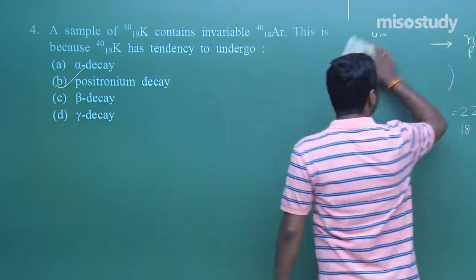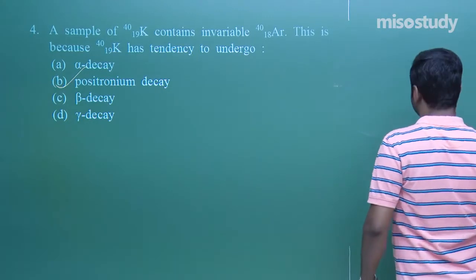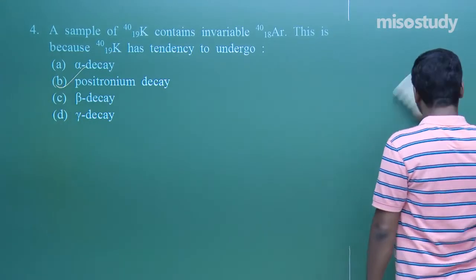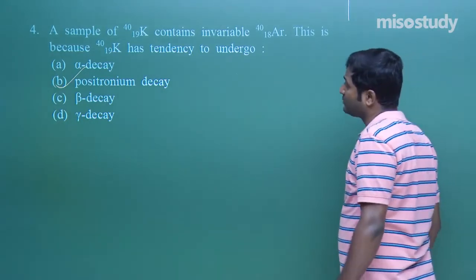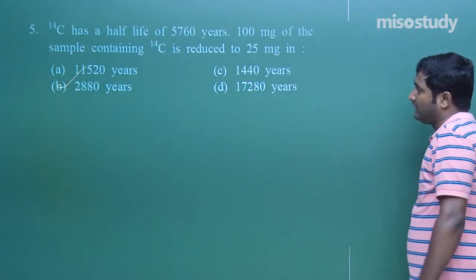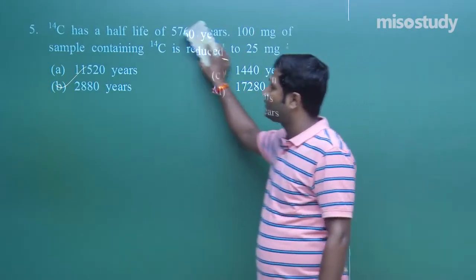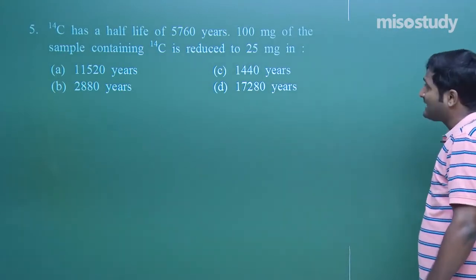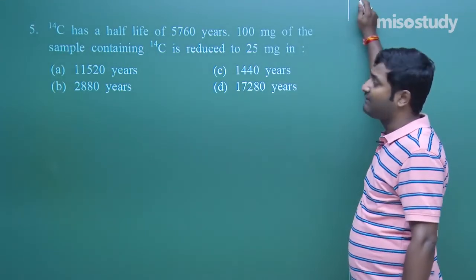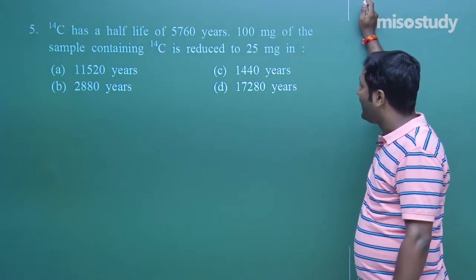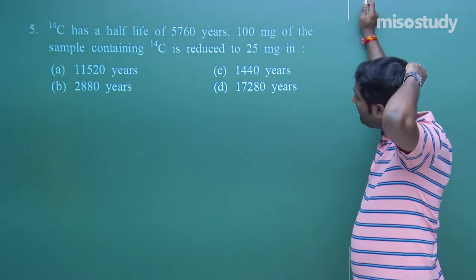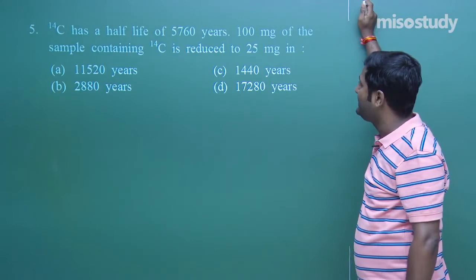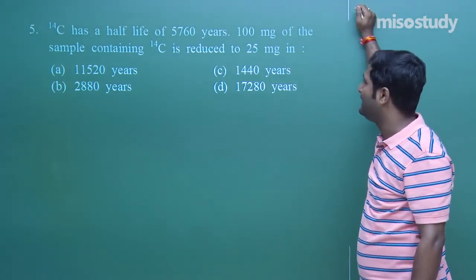Now let's move to the next one. What is the next one? Check it out. The next one is question number 5. Look at this, this is a complete calculative type question. What is given here? 14C has a half-life of 5760 years. A 100 milligram sample containing 14C is reduced to 25 milligram.